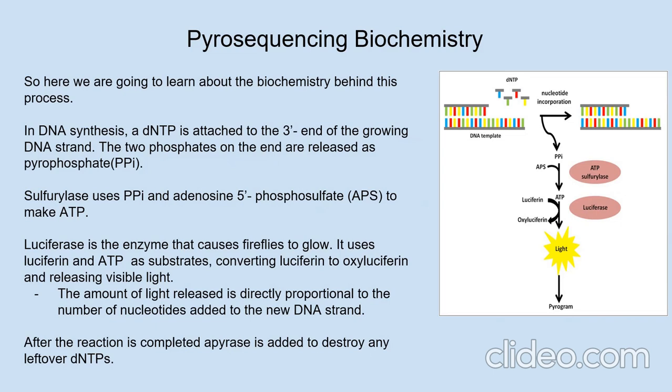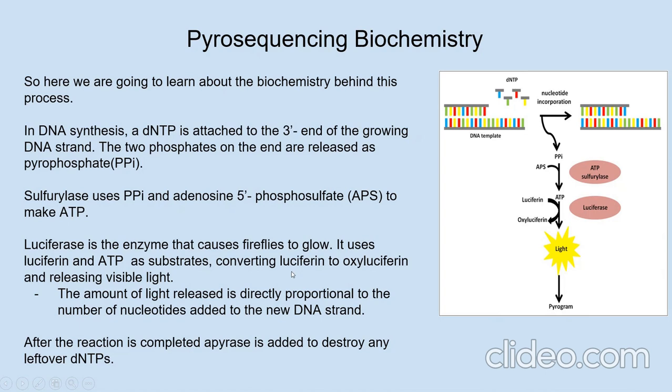In DNA synthesis, a dNTP is attached to the 3' end of the growing DNA strand. The two phosphates on the end are released as pyrophosphate, PPi. Sulfurylase uses PPi and adenosine 5' phosphosulfate, which is known as APS, to make ATP. We can also see in this diagram that it utilizes PPi and forms ATP in the presence of ATP sulfurylase.